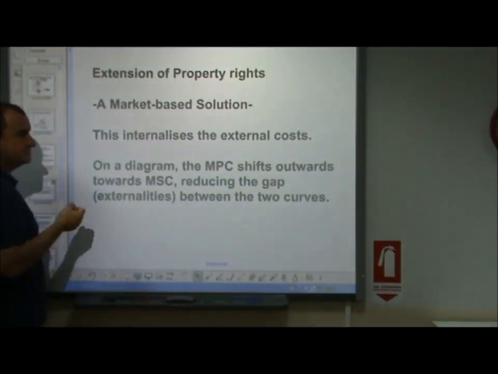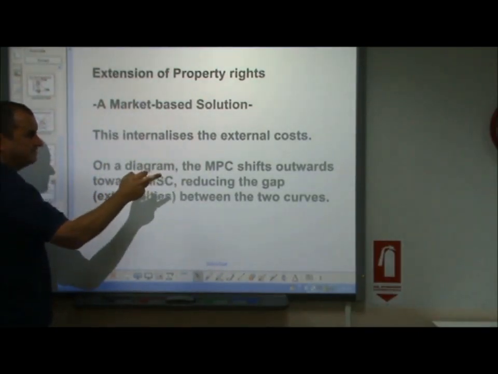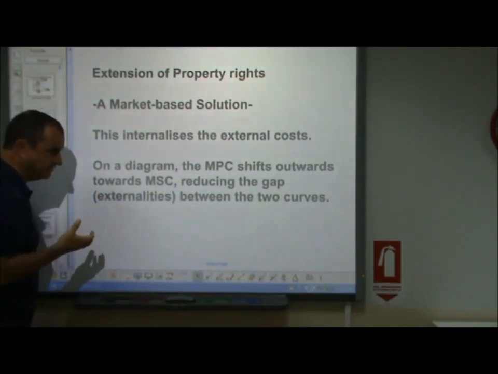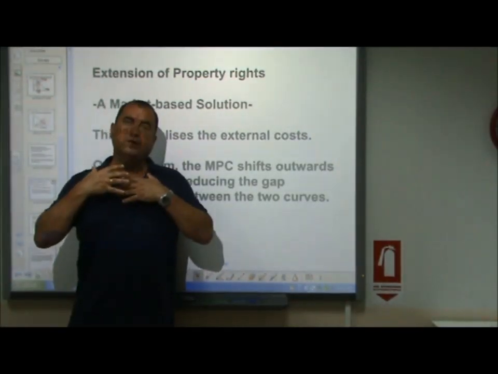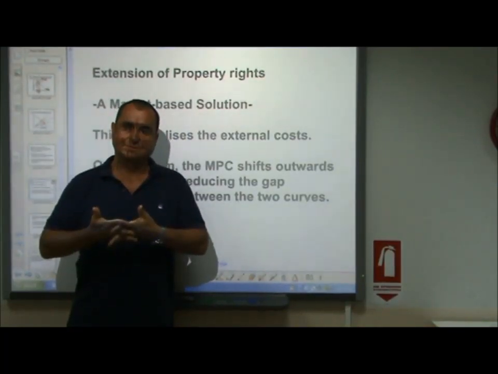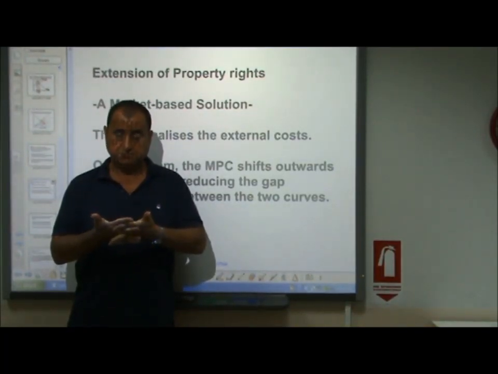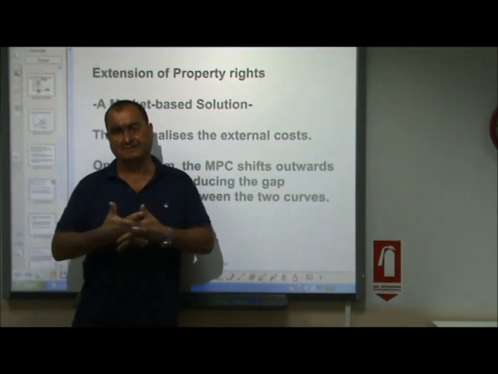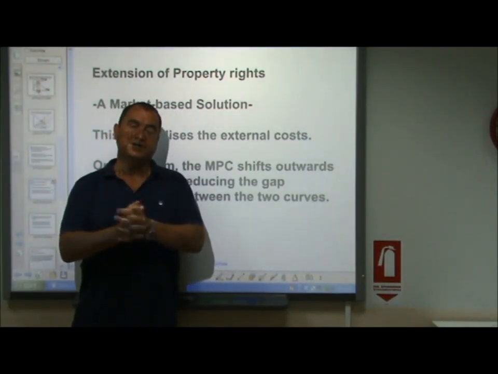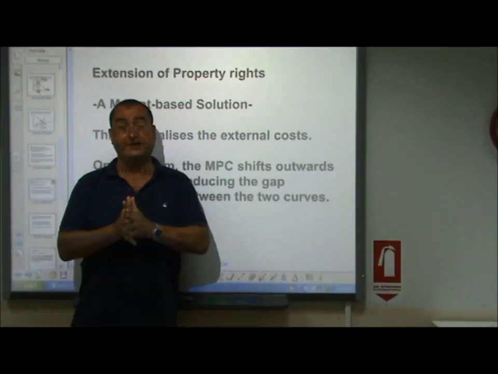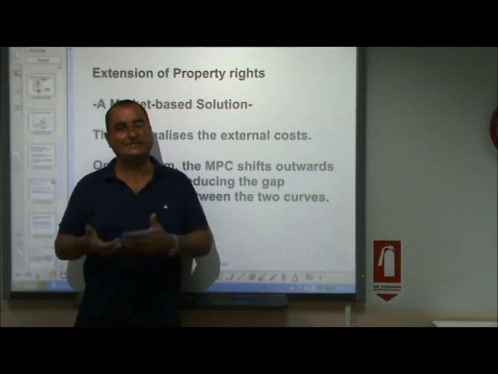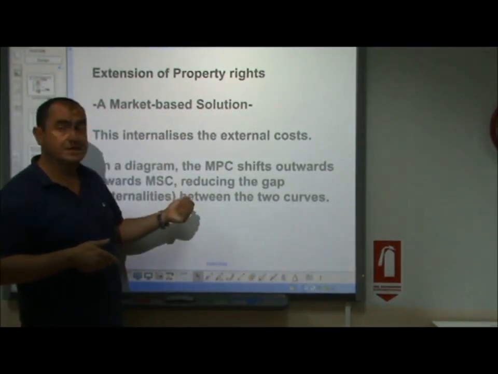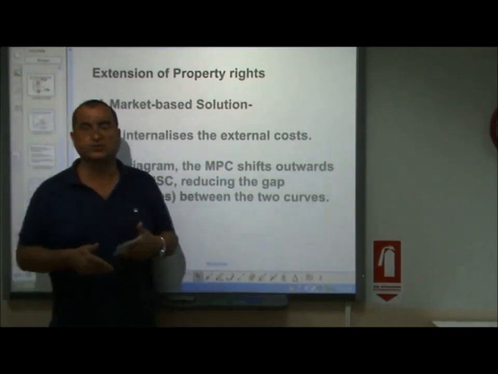And on a diagram, this shifts the MPC curve outwards towards the MSC, reducing the gap, the externalities between the two curves. So if some of the external costs, which are not being picked up by the buyers and the sellers, can be redefined as private costs, then they will have to be paid by the buyer and the seller. And that means there's less external costs, less externalities. And on the diagram it does shift the MPC out towards the MSC. So the market level of output comes back towards the socially optimal level of output.